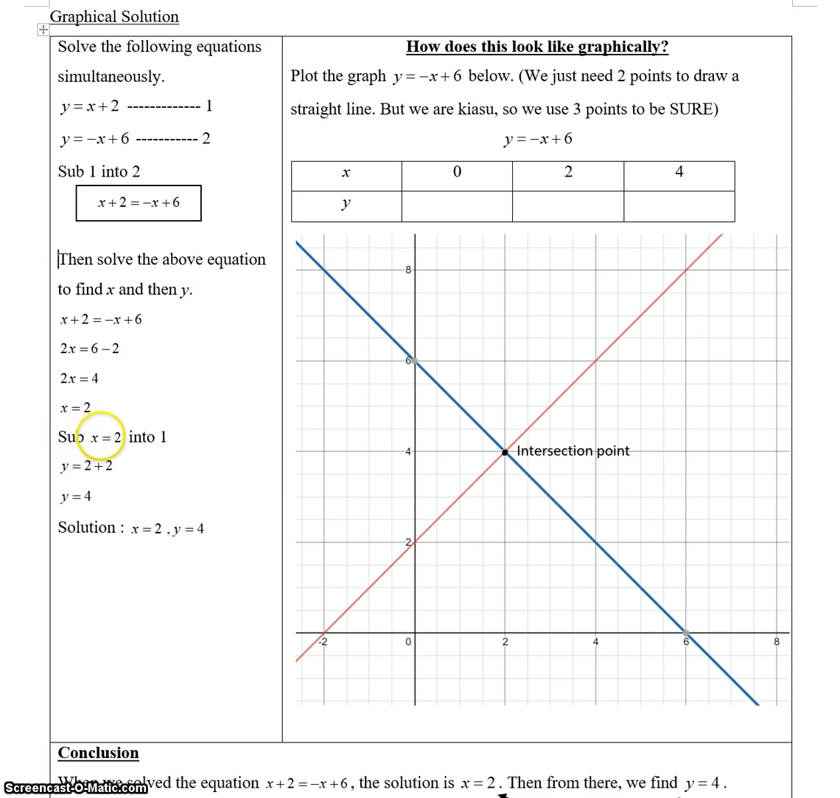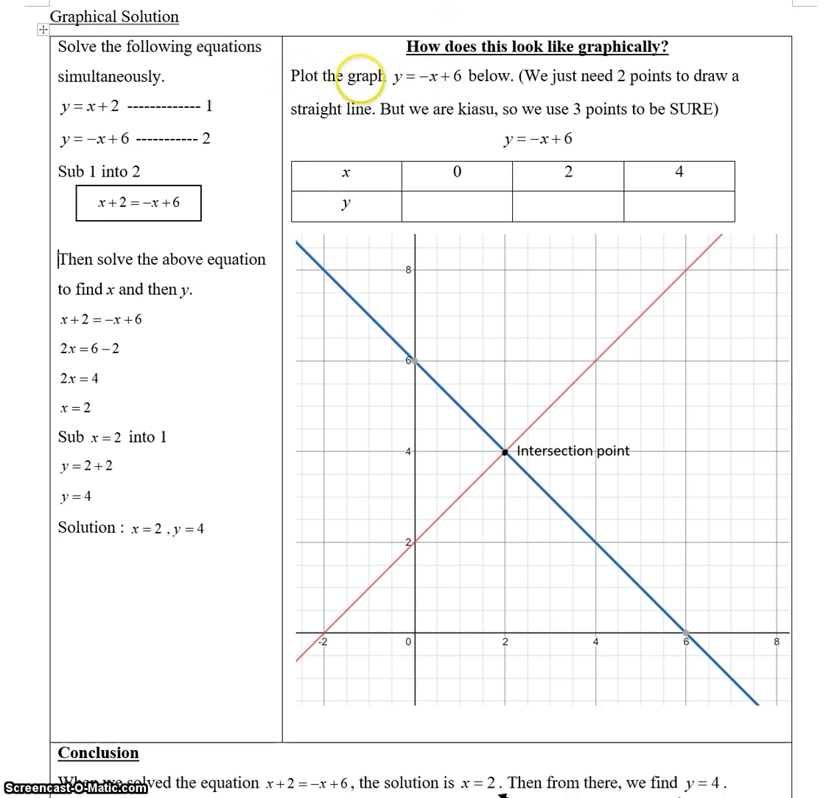And then I sub x equal to 2 into the first equation here. I get y equal to 2 plus 2, so y is 4. So at the end of the day, the solution is x equal to 2, y equal to 4. So this is a basic simultaneous equation. But how does this look when we do it graphically?